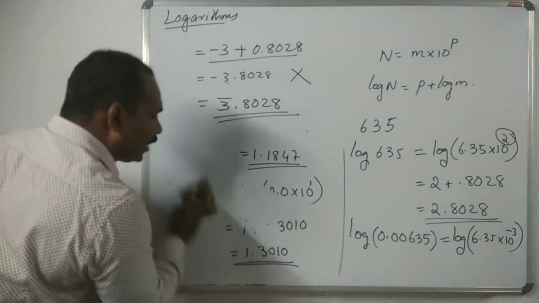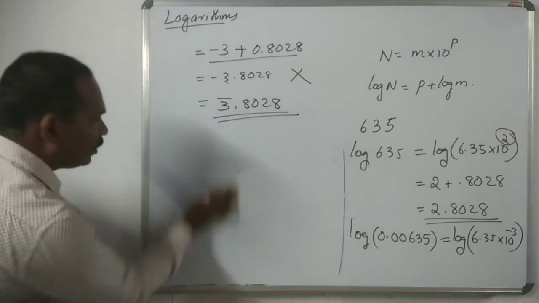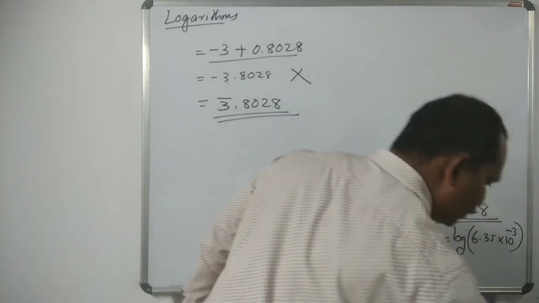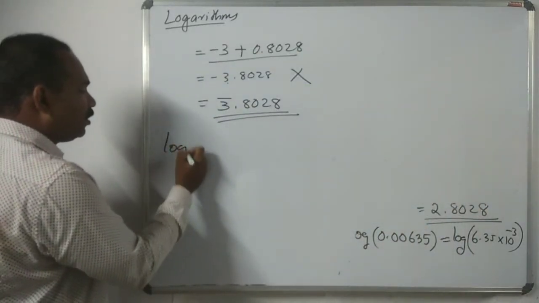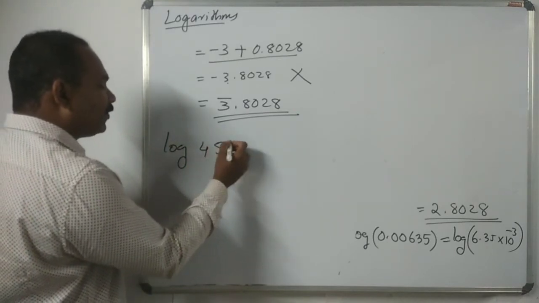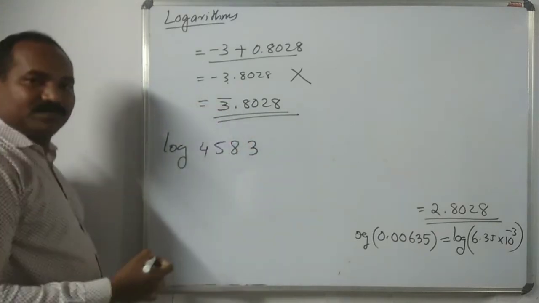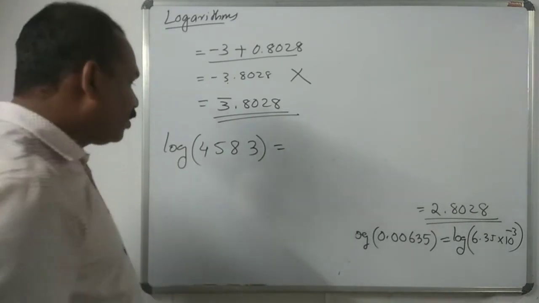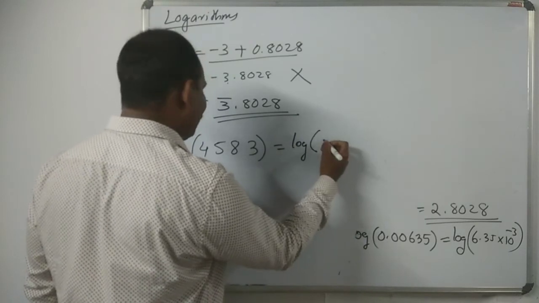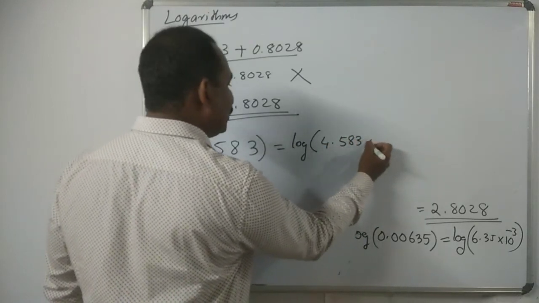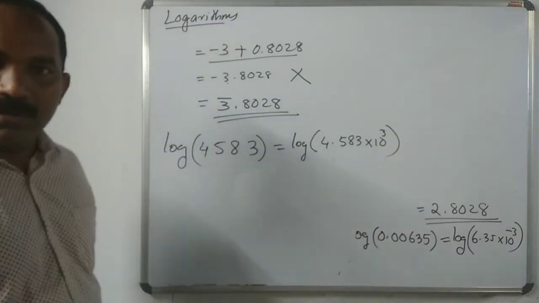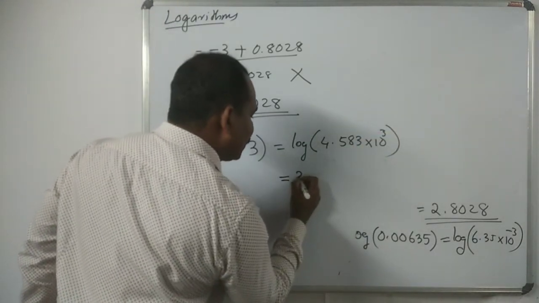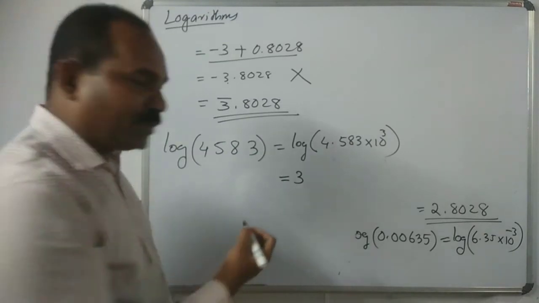So this is the logarithm of 0.00635. Okay, let's take a number which has more than 4 or 5 digits. First of all, we have to take the log of 4583. What do we have to do? No need to worry. If it's a big number, no problem. First of all, you write it in standard form: 4.583 into 10 raised to 3. What is the characteristic of this log value? It is 3. Plus.